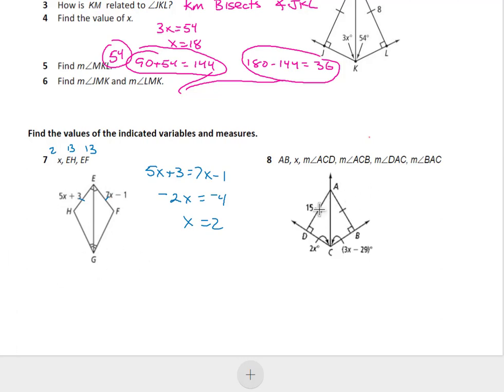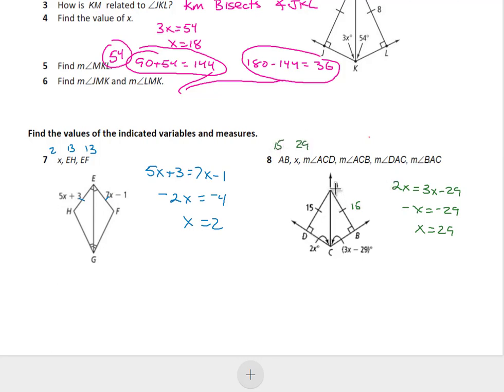And over here, we want to find AB. AB is 15 because of it being congruent. These two angles are congruent to each other. So to find x, we can set 2x equal to 3x minus 29. Take away 3x from both sides. Minus x is minus 29. x is 29. So we got x is 29.